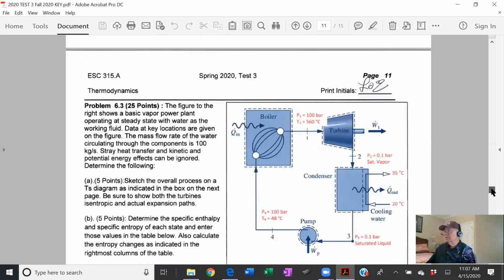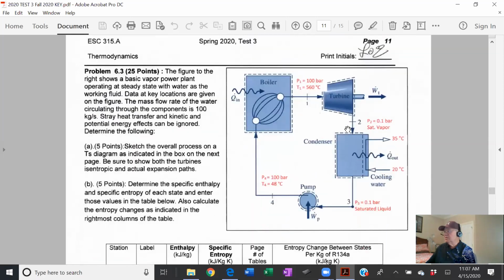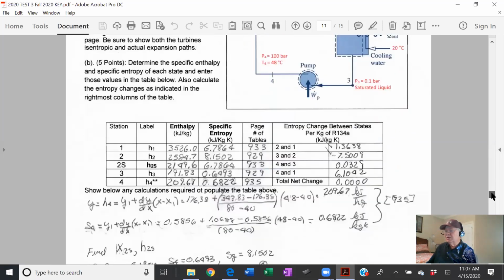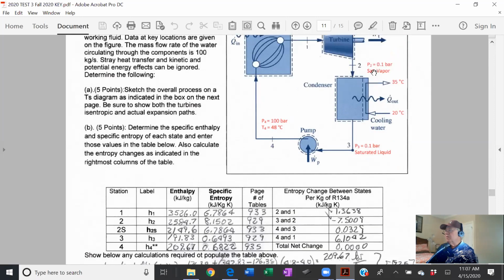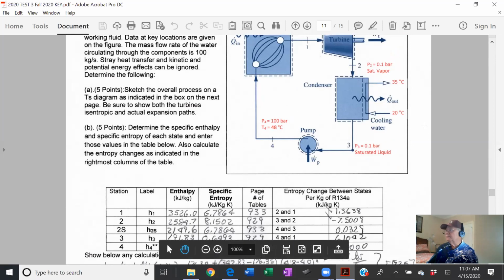Well, let's look at the state 2S, isentropic, because I asked you for H2S. You'll find that the actual state 2, if you look up this, and you can look it directly up, saturated vapor at 0.1 bar. You look it up in the table. Maybe we should do that. I know it's going to take time. All right, let's do that.